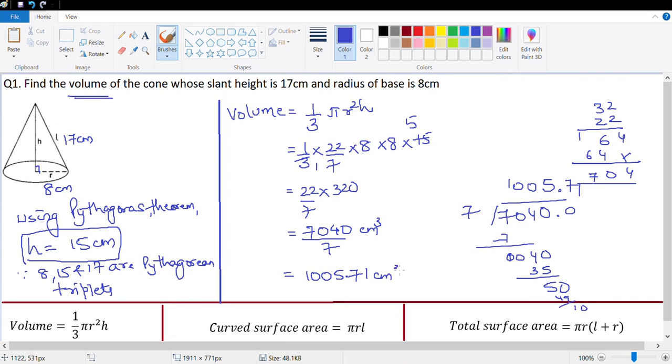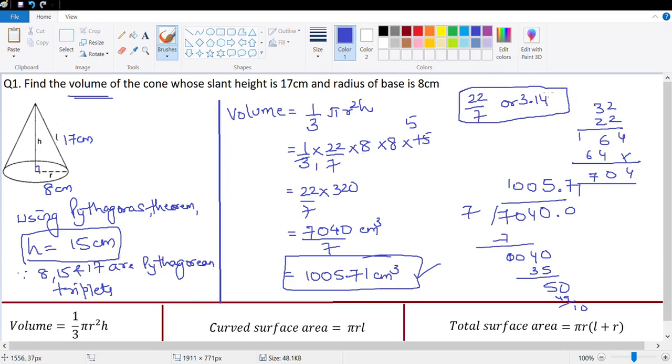1005.71 centimeter cube. Good. Like I've said, in case the value of pi is not given, you have the option of taking it as 22 by 7 or 3.14. I prefer to take it as 22 by 7 mostly in case there is any cancellations or simplification which can be done. Otherwise, you are welcome to take 3.14 as well. That's unless the question specifies. Let's look at the next question.